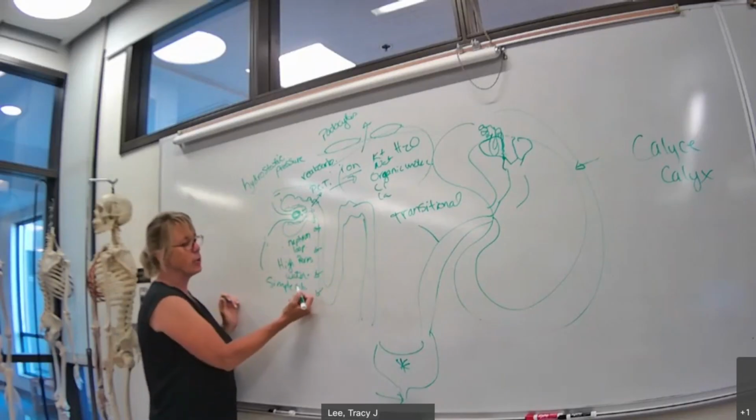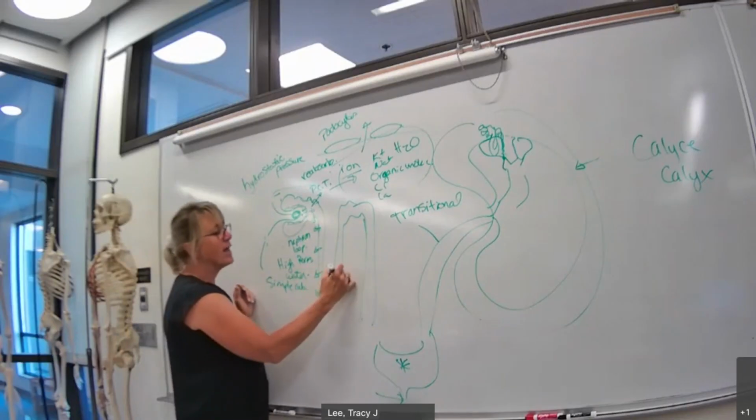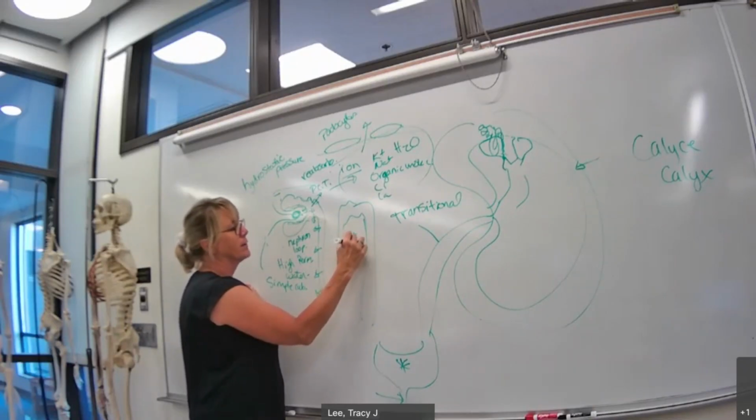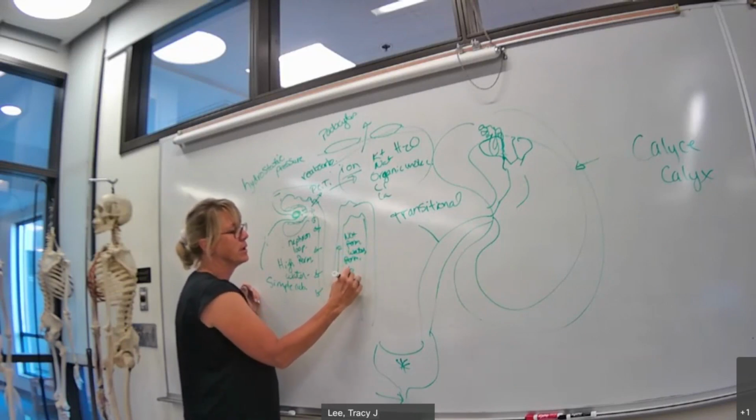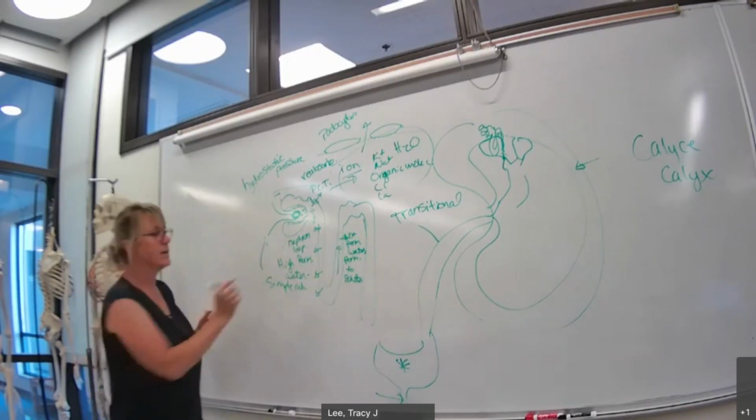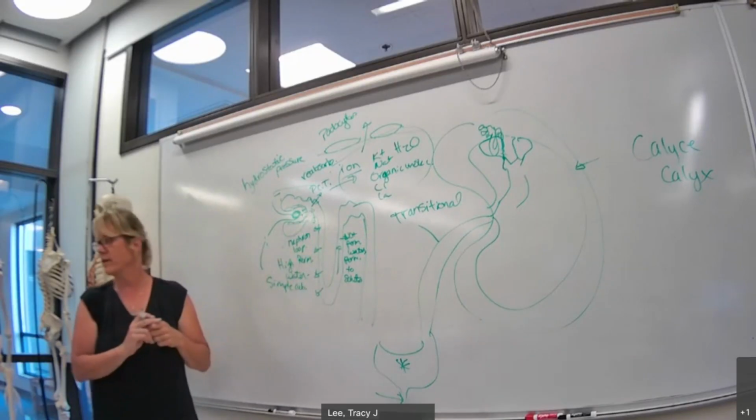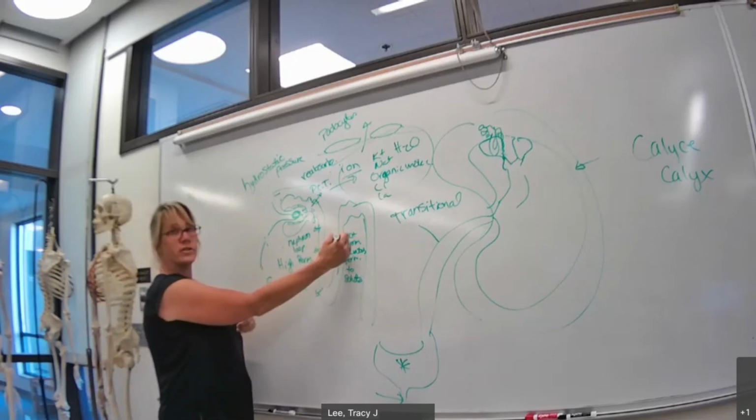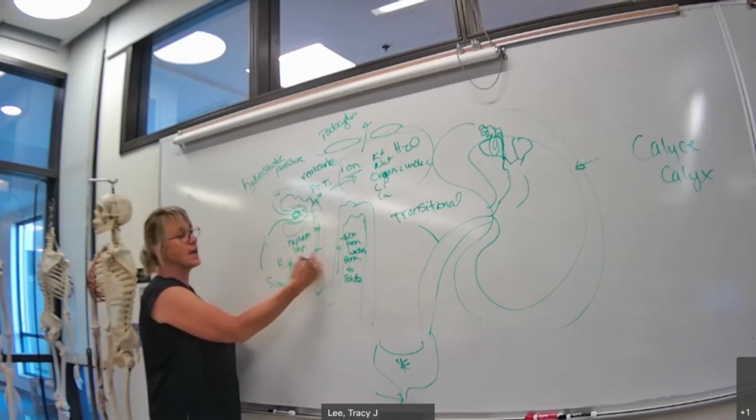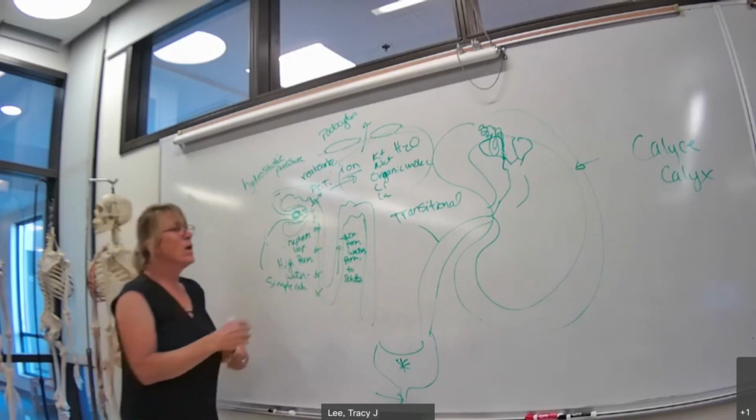So the descending loop is highly permeable to water. The ascending loop is not permeable to water, but it is permeable to solutes. So I can lose a lot of solutes on this side. I can lose a lot of water on this side, but when I get over here, water is going to stay in, solutes are going to go out. Over here, solutes are going to stay in, water is going to go out.